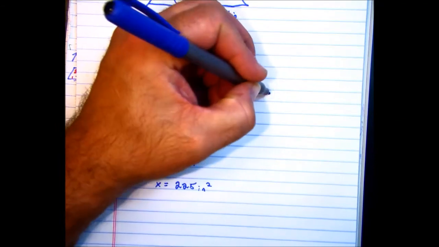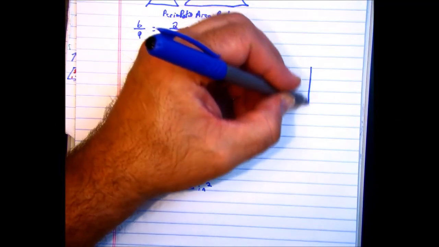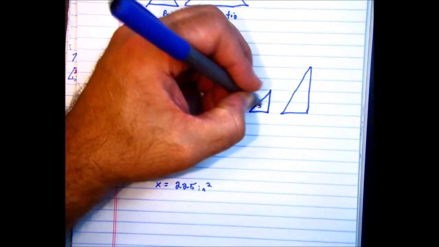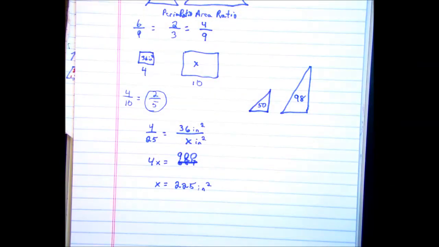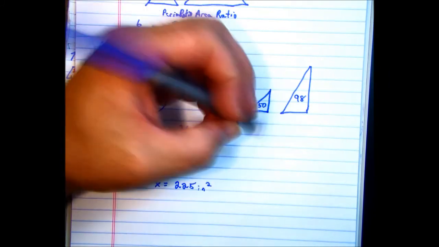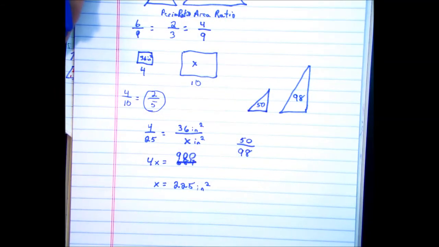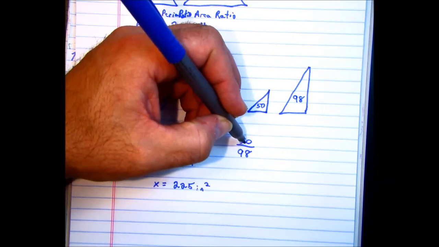So let's look at another problem. And let's say it's two triangles. And they give you the area of both those triangles. This one's 50. This one's 98. So they gave me the area of both those triangles. So I'm going to write an area ratio. Right. 50 over 98. That is an area ratio because I'm comparing the two areas. I still need to do what with this? Reduce it.